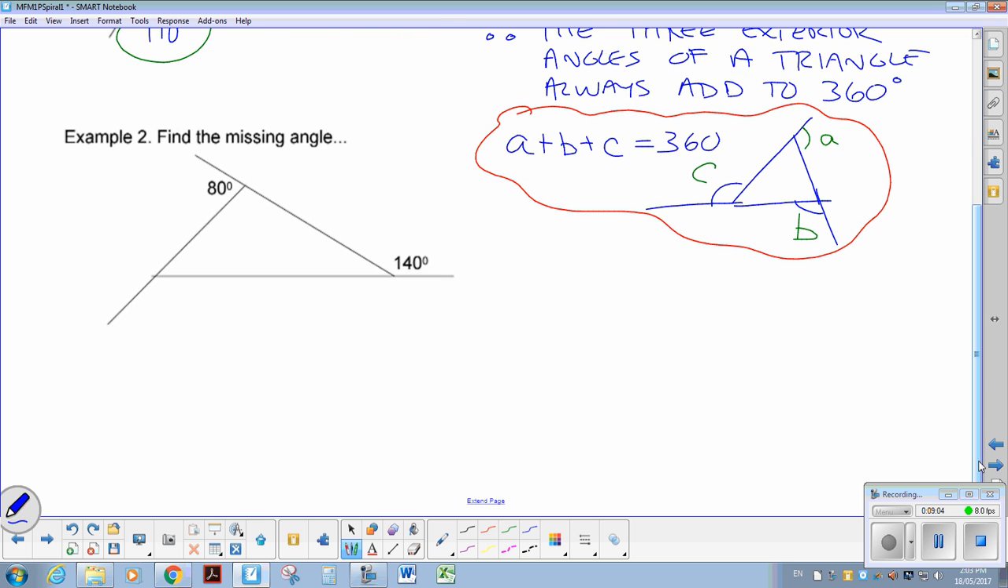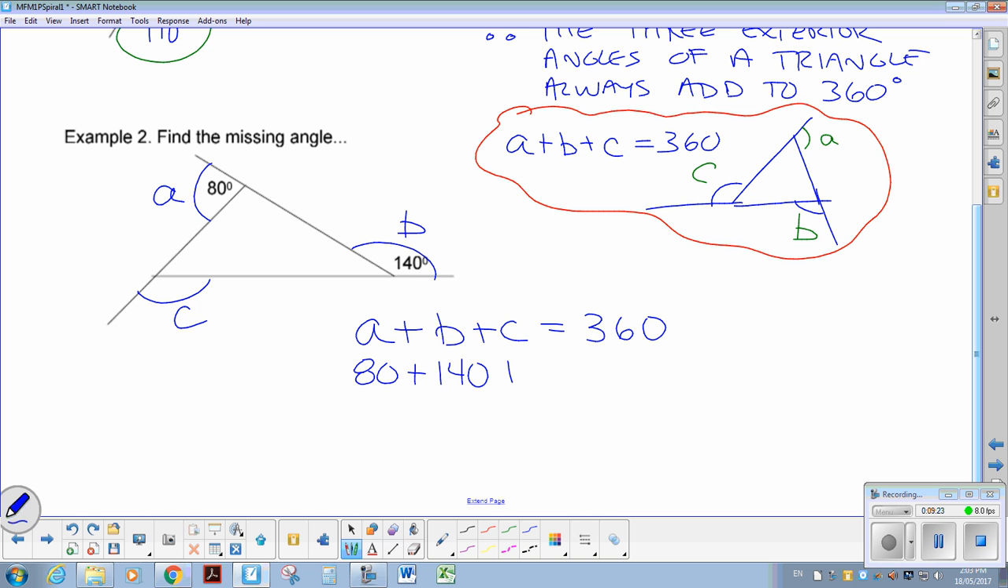For the example with that then, because we have exterior angles, that's drawn a lot better than what I did with my example. We know that A, B, and C, if we add those three exteriors up, we end up with 360. So doing our substitution here, 80 plus 140 plus C equals 360. Using our algebra skills, we collect like terms. So we have our 140 plus 80 gives us 220.